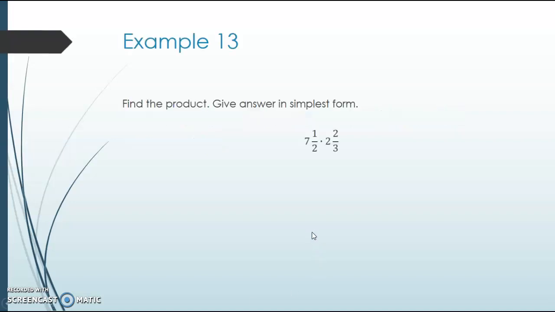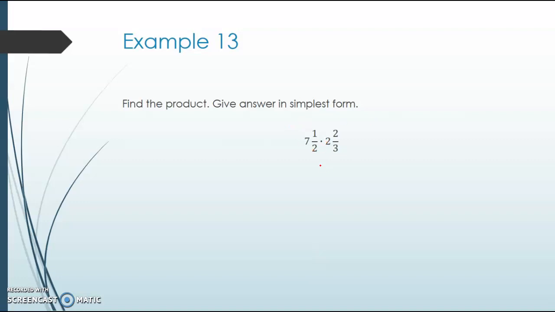Alright, so we're going to first find the product. Remember, product means that we're multiplying. Then we're going to give our answer in simplest form. When we are multiplying and dividing mixed numbers, you have to. This one you don't get a choice. You have to make them into improper fractions, because otherwise it's impossible to multiply across.